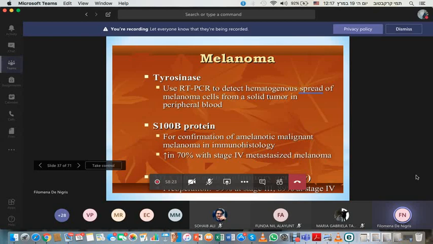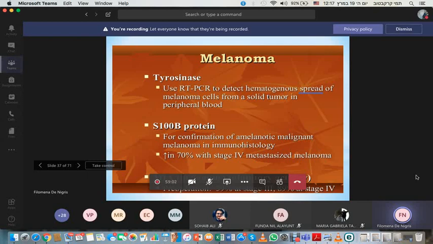Tyrosinase is a marker that we can monitor by RT-PCR in the blood. But when the patient is positive to this enzyme, this means that melanoma is spreading, because we monitor cells in blood. This means that melanoma is very aggressive, and probably in a few months we will observe metastasis.